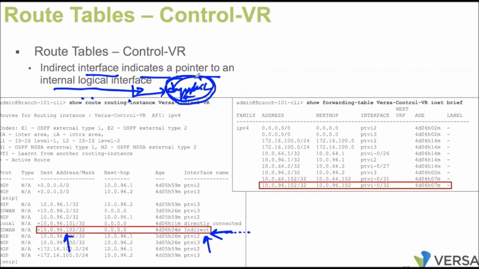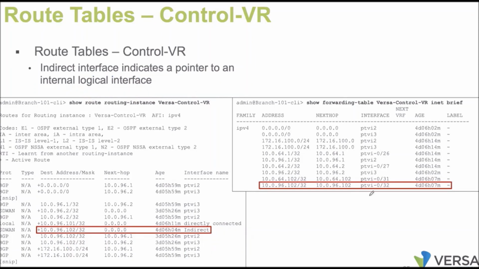10.0.96.102 is the next stop. What is the interface that is leading in order to reach this next stop? PTVI 0.